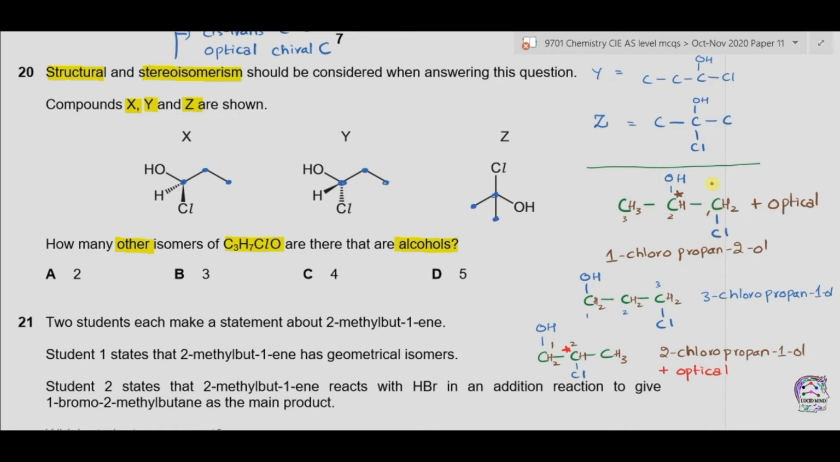So we have 1-chloropropane 2-ol along with its optical isomer. We have 3-chloropropane 1-ol. Then we have 2-chloropropane 1-ol along with its optical isomer. So in total we have 5 new isomers that are being formed. So therefore the answer is D.